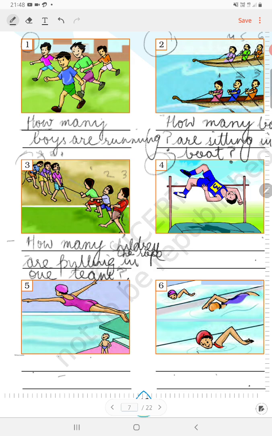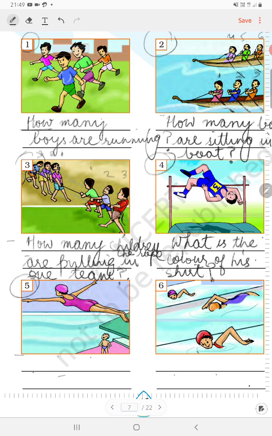Okay. Now next, fourth. The question could be how many boys are jumping, or if you use what, what is the color of his shirt here in the picture? Or you could write how many boys can you see in the picture if you use how. Okay, so with a question mark here.